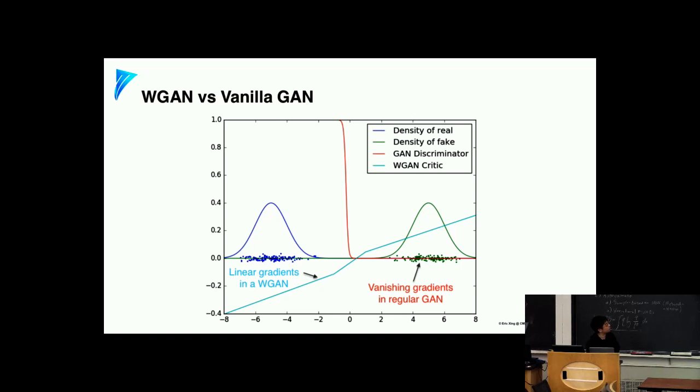But in comparison, in WGAN, we can see this gradient is more meaningful. We can see this gradient changes gradually across different x. So this basically shows that the WGAN objective is a better objective for this adversarial modeling. Yeah, so this is a very quick introduction of WGAN, the basic intuition behind this new model.